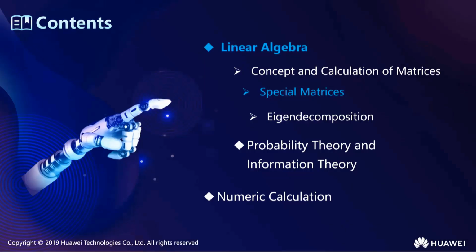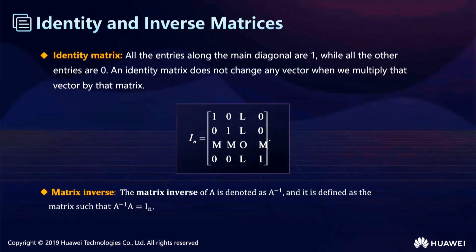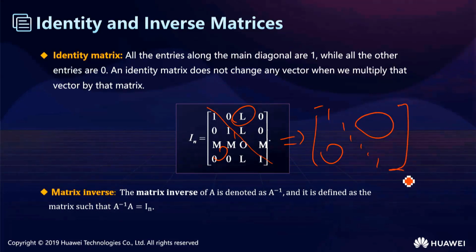Next we should learn some special matrices. First, let's learn the identity matrix and the inverse matrix. The identity matrix is simple. Only the diagonal elements are 1, and the other elements are 0. So we can write it as 1, 1, 1, 1, 1 on the diagonal with 0 elsewhere. Matrix inverse means that if a matrix multiplied by its inverse equals the identity matrix, then the matrix A has an inverse, and the inverse of A is denoted as A minus 1.